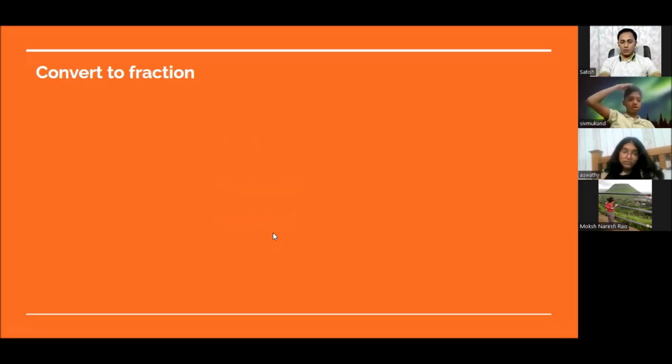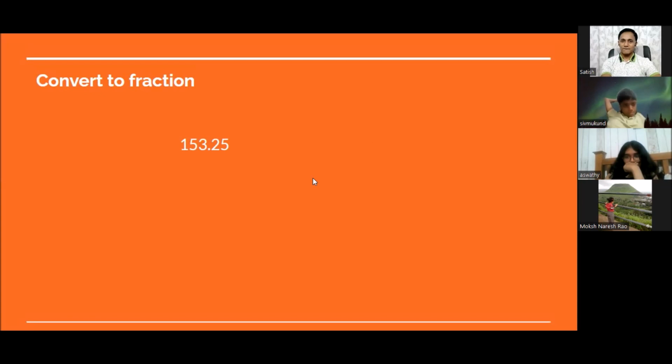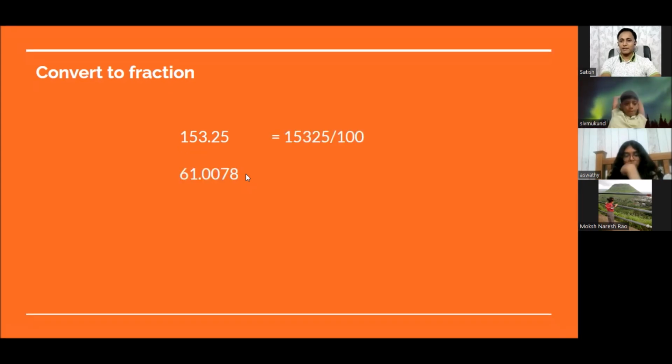Okay. So now you see we are learning another simple technique. See 153.25. If you want to write it as a fraction, this is a decimal. So how can we write it as a fraction? 153 and 25 over 100, or 153 and 1 by 4. Proper fraction if you want to write. Multiply 153 by 4 and add 1. A very simple way is to write it as divided by 100.